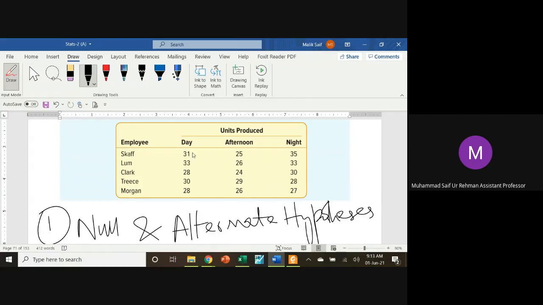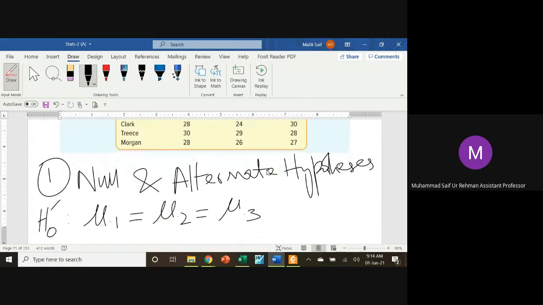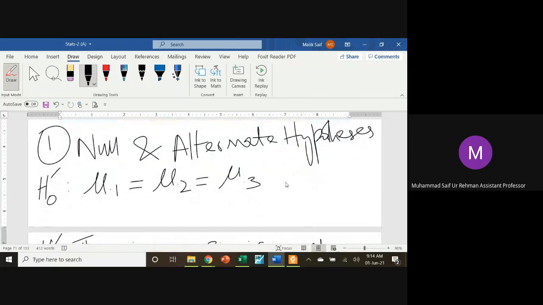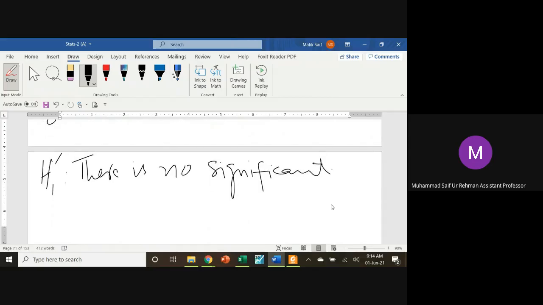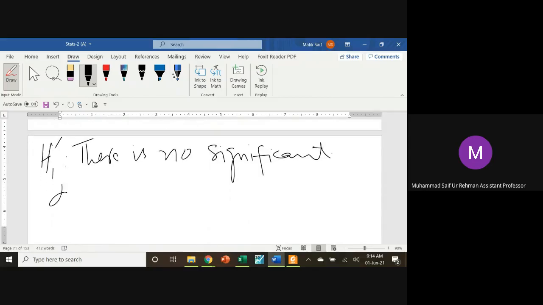So you have to see this question in this way. Three shifts are there, 1, 2, 3. So how will you write down the alternate hypothesis? There is no significant difference.